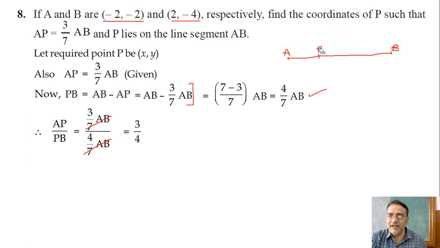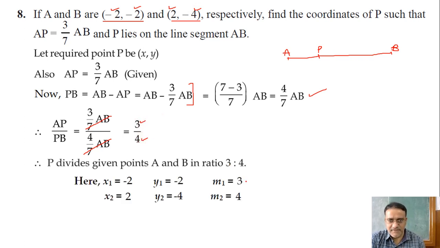We have to find the coordinate of P. केवल यहाँ पर रेशियो फाइंड करने तक थोड़ा दिक्कत थी. उसके बाद the question is very simple. Now what is x1, y1 and x2, y2? x1, this is x1, y1, x2, y2, and m1 is 3 and m2 is 4. So we'll substitute all the values. Now write the formula. m1 x2 plus m2 x1 upon m1 plus m2, and the second one is m1 y2 plus m2 y1 upon m1 plus m2.